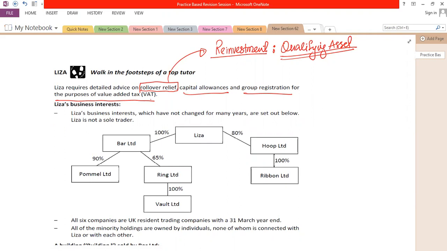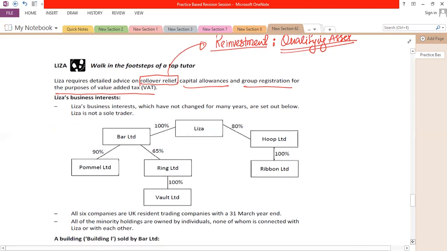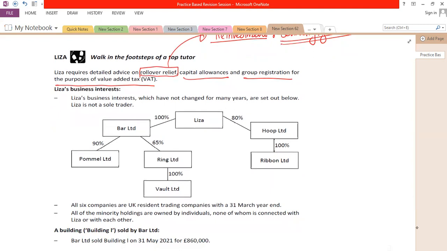Okay. So Lisa has an interest in Hoop Limited, 80%, and then Hoop Limited has 100% in Ribbon Limited. And then Lisa has 100% in Bar Limited. Bar Limited has 90% shares in P Limited, and then 65% in Ring Limited, and Ring Limited has 100% shares in Vault Limited. So it's a complex group situation.